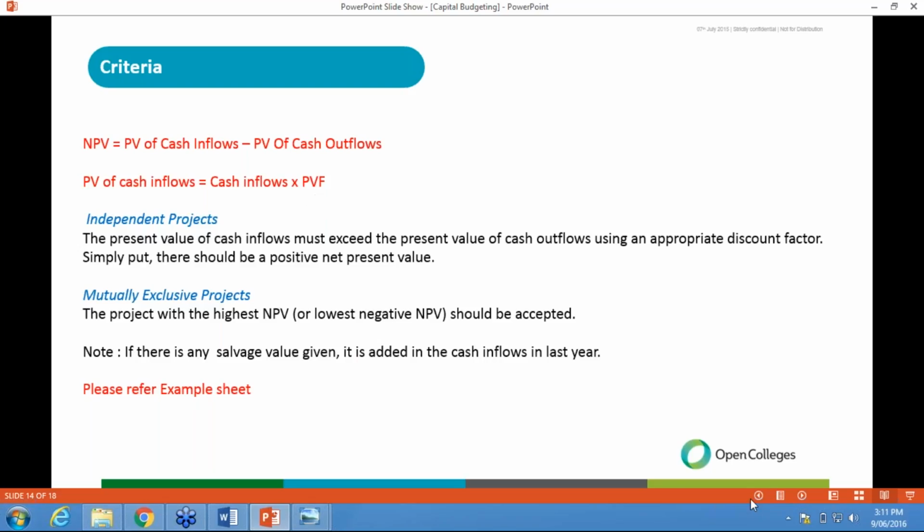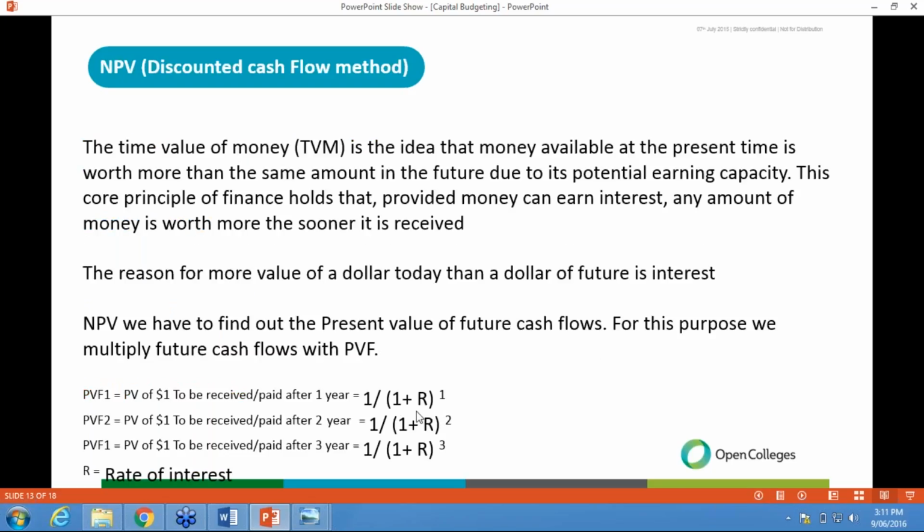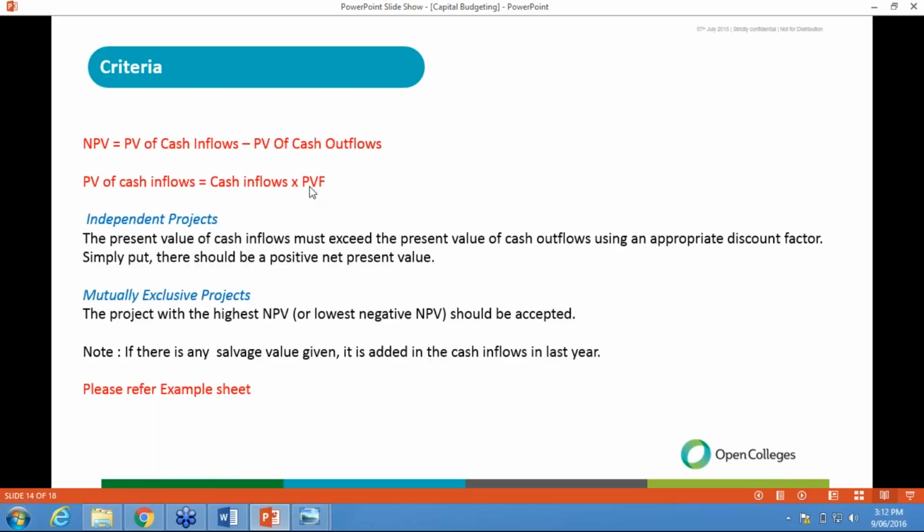If you want, you can calculate present value factor manually by this, but I won't recommend you to calculate manually this factor. It has already been calculated. Tables are there in your additional resources. I will share the table today with you. So you just need to look at the table if you don't want to calculate manually.